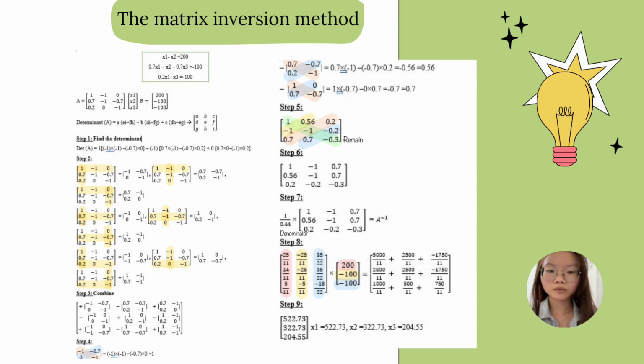For step 7, we will multiply the denominator with the matrix that we got in step 6. Lastly, we will multiply the matrix in step 8 with the values that we got from the question, which is 200, -100, and -100. We will multiply the first row, first column number with 200 according to the color I have highlighted. And finally, we get the value of x1, which is 522.73, x2 equals 322.73, and x3 equals 304.55.